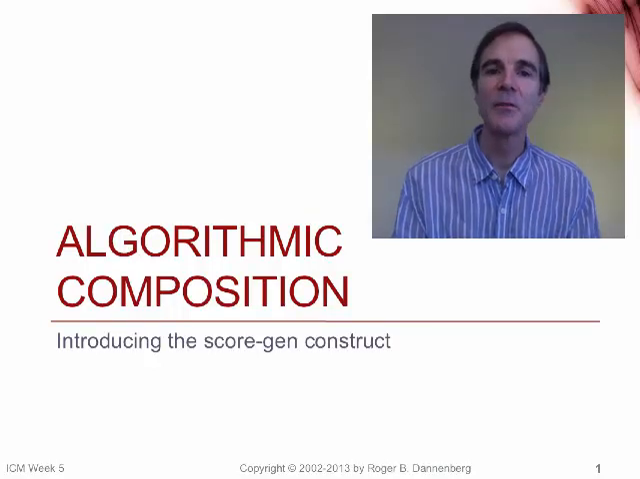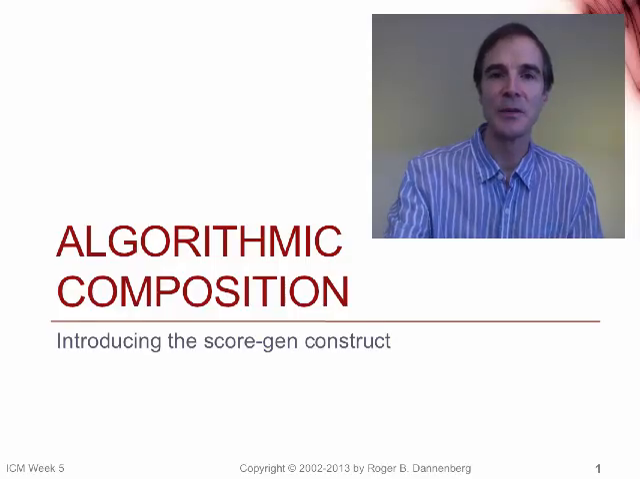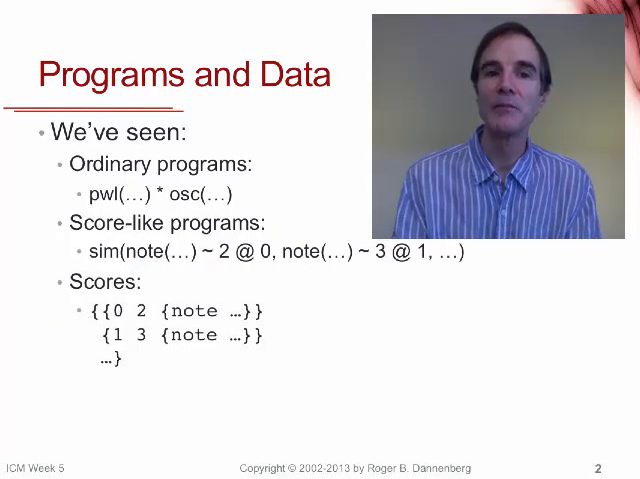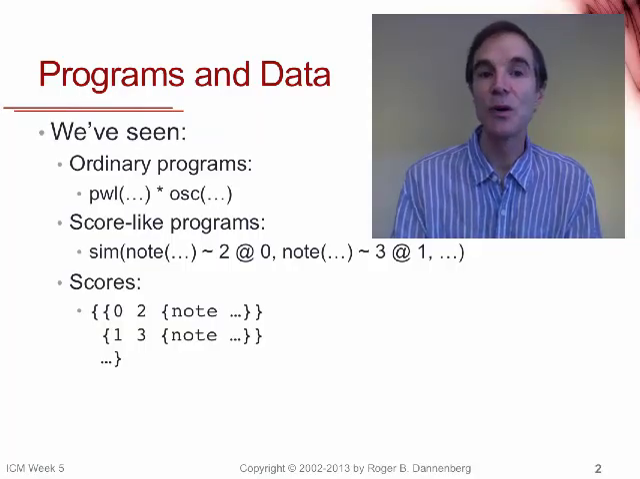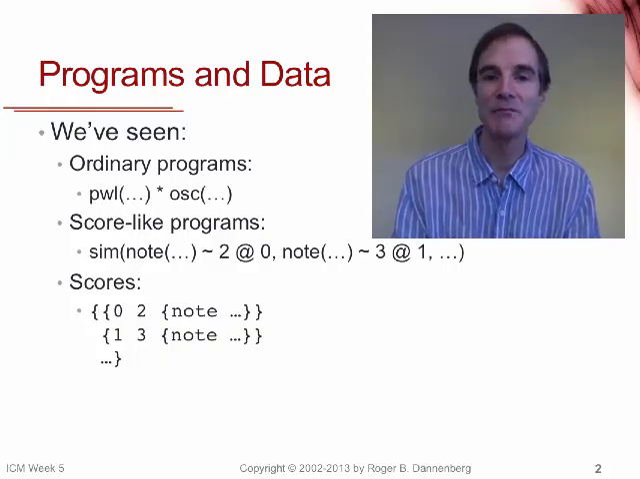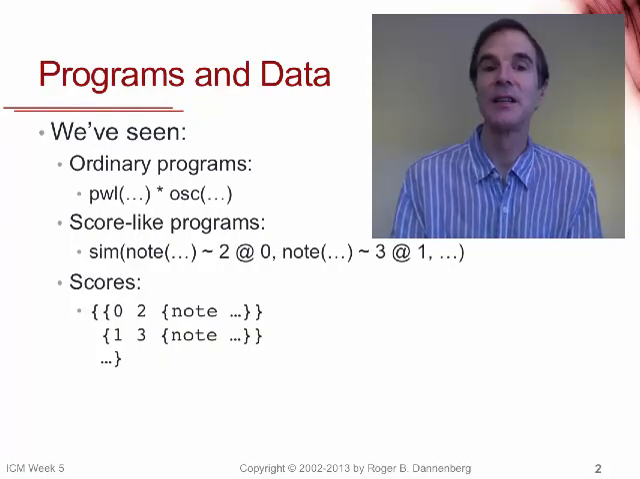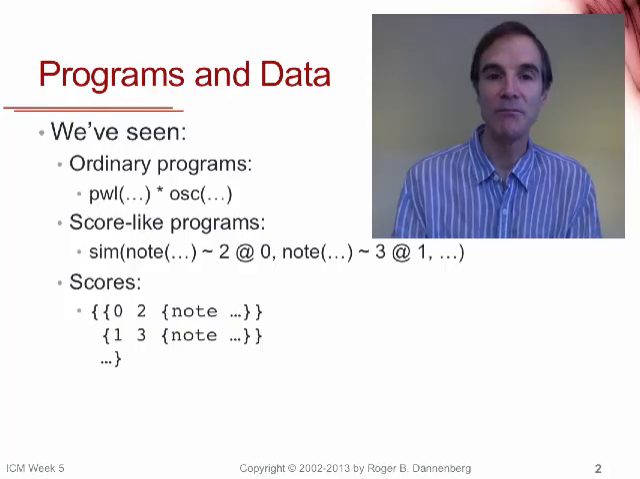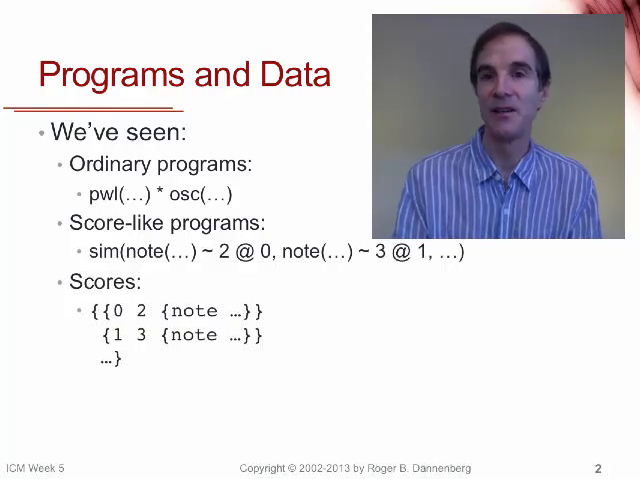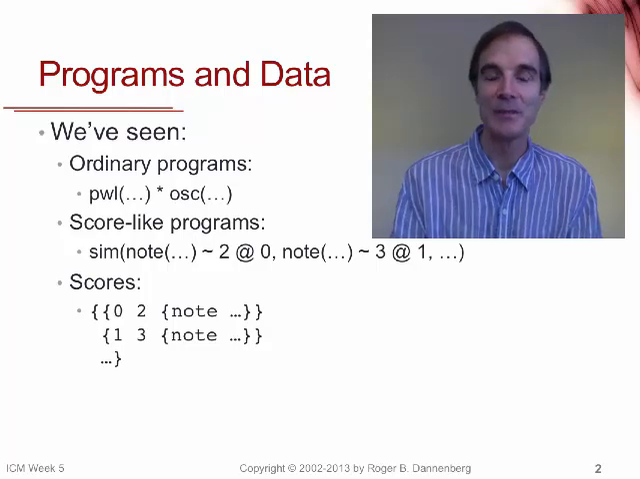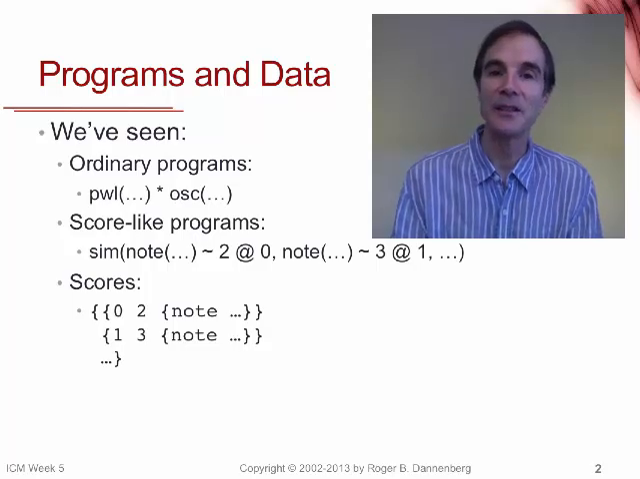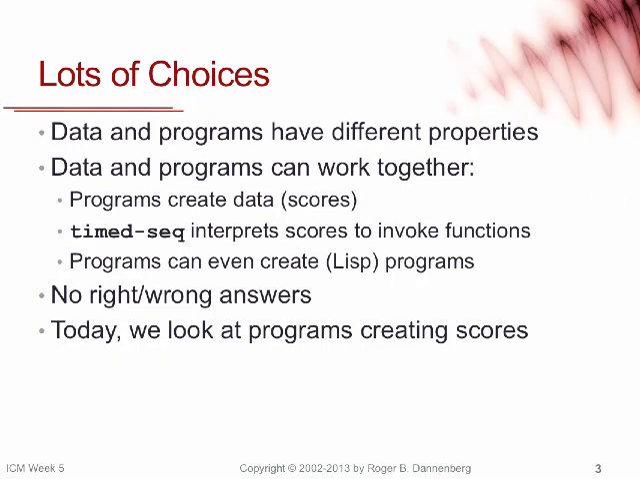We're going to begin talking about algorithmic composition by introducing the score-gen construct in Nyquist. We've seen ordinary programs, unit generators, operators, and we've seen score-like programs using simultaneous to instantiate a bunch of notes at given times with given stretch factors. And we've seen scores, which is a more data-like representation of the instantiation of behaviors at starting times with stretch factors. These give us lots of choices.